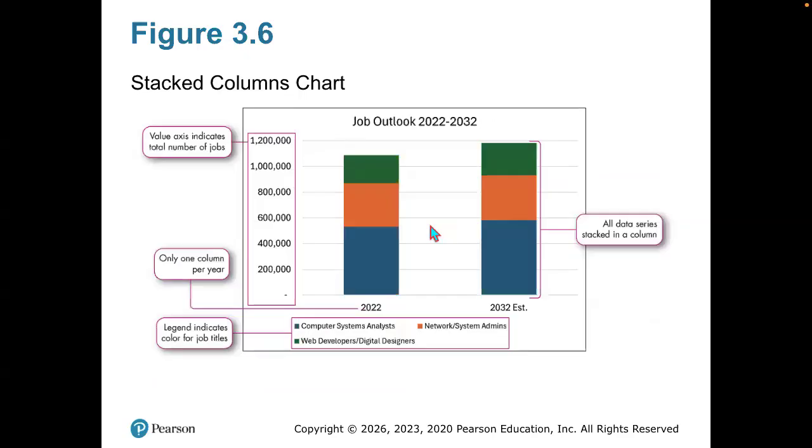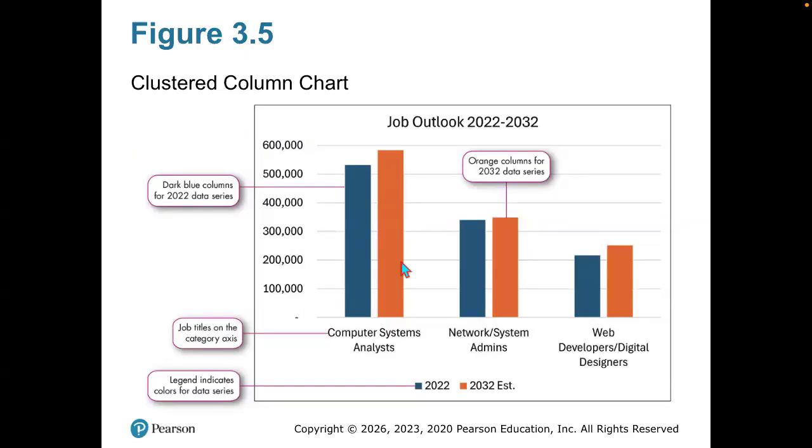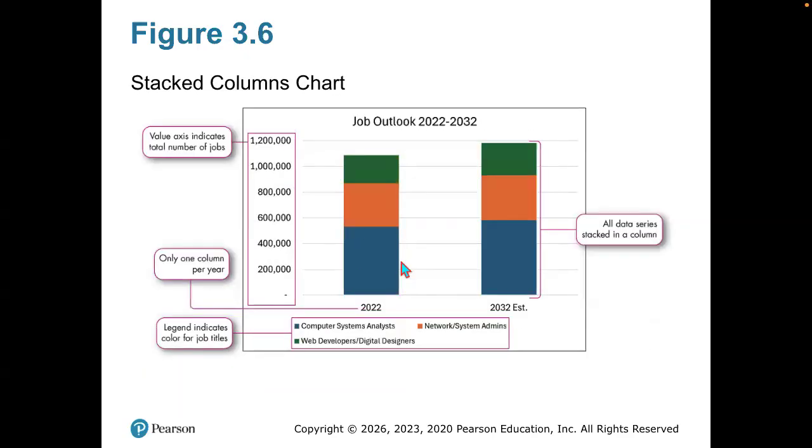An alternative, instead of showing the columns as separate, would be to stack them instead. Now, this is nice to kind of show it as a whole, right? It's showing the sum of all of the money. So 2022 is showing that computer systems analysts are going up to 500,000. Then the next however much is for network system admins, and the next however much is for our web developers. So it's showing that in total, right?